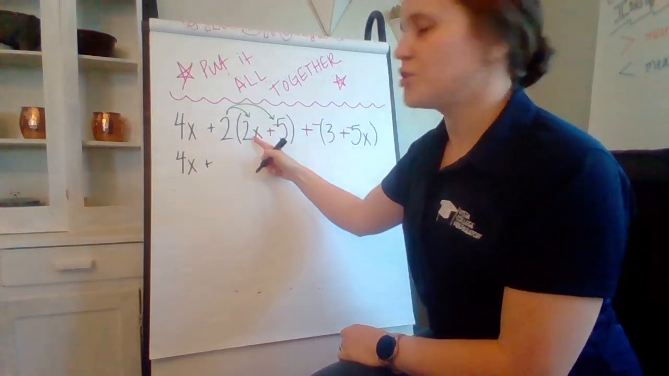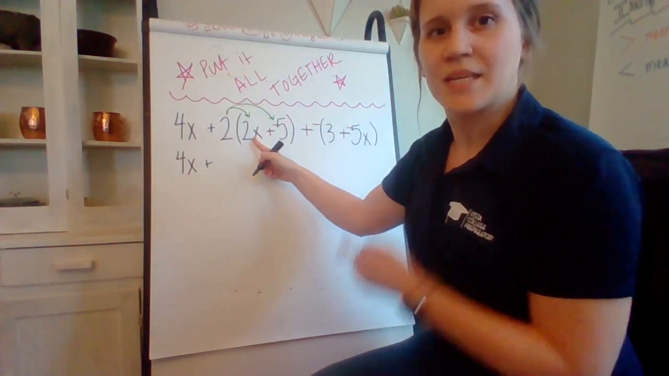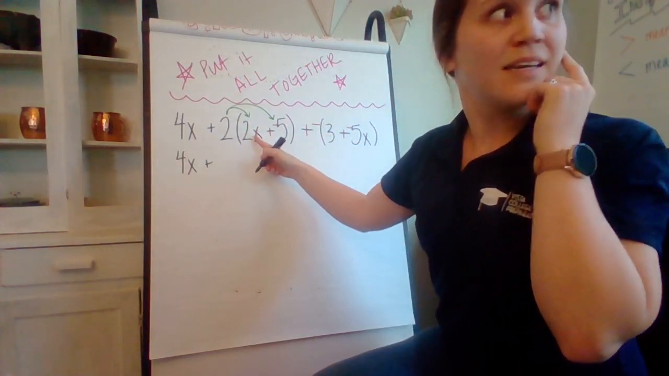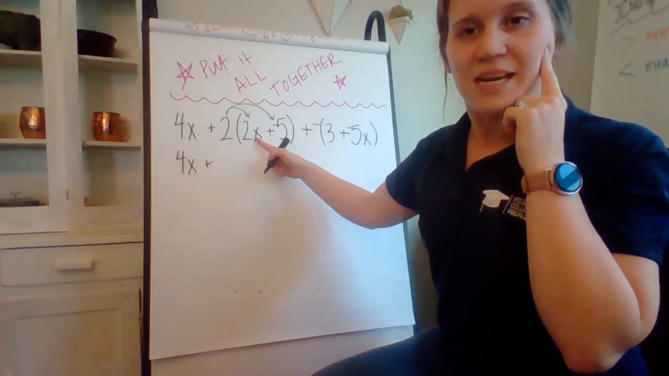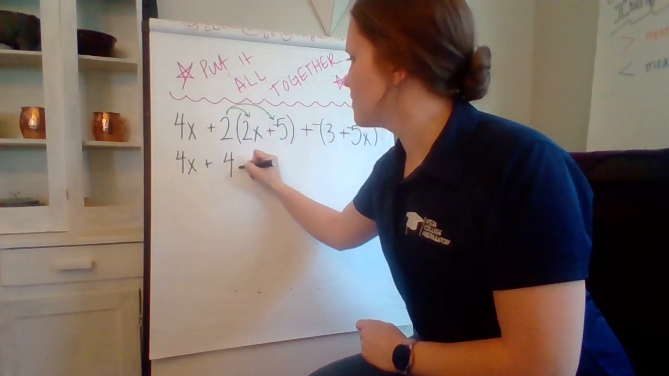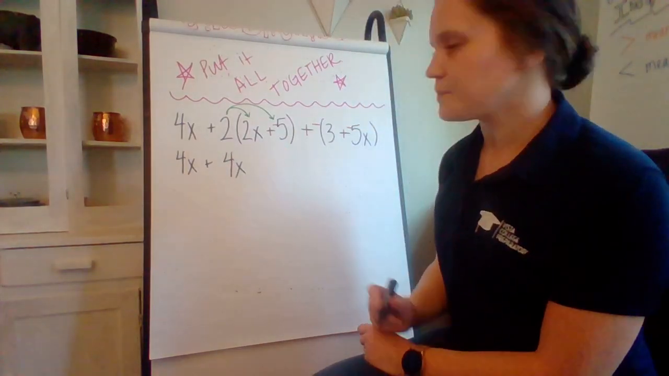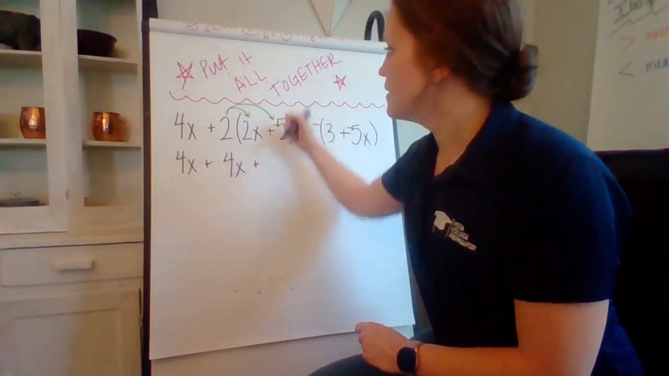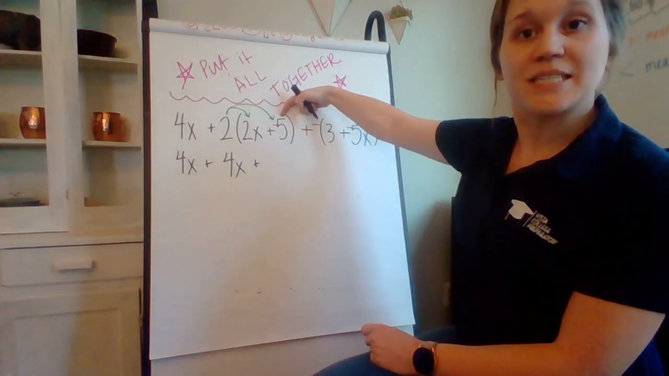Plus 2 times 2x is? Can you picture 2 x's? And then picture you have 2 groups of 2 x's. How many x's do you have? You have 4 x's. Plus, now I'm doing 2 times negative 5.